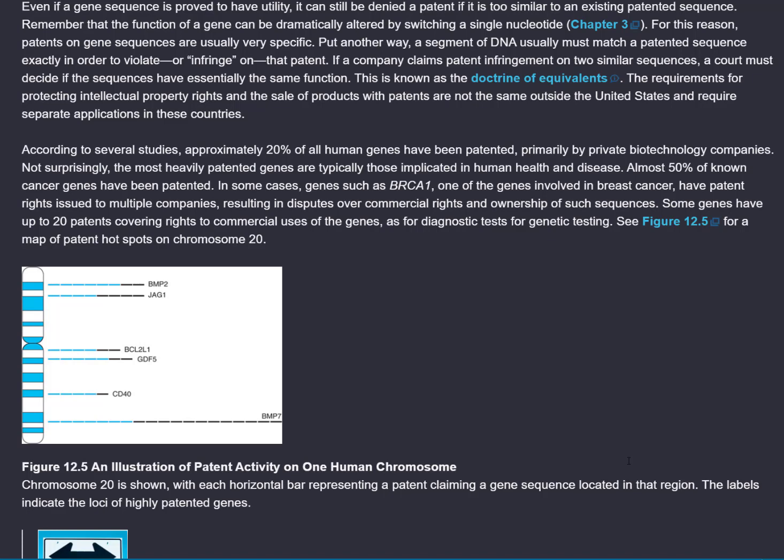Remember that the function of a gene can be dramatically altered by switching a single nucleotide, Chapter 3. For this reason, patents on gene sequences are usually very specific. Put another way, a segment of DNA usually must match a patented sequence exactly in order to violate or infringe on that patent. If a company claims patent infringement on two similar sequences, a court must decide if the sequences have essentially the same function. This is known as the doctrine of equivalence. The requirements for protecting intellectual property rights and the sale of products with patents are not the same outside the United States and require separate applications in these countries.